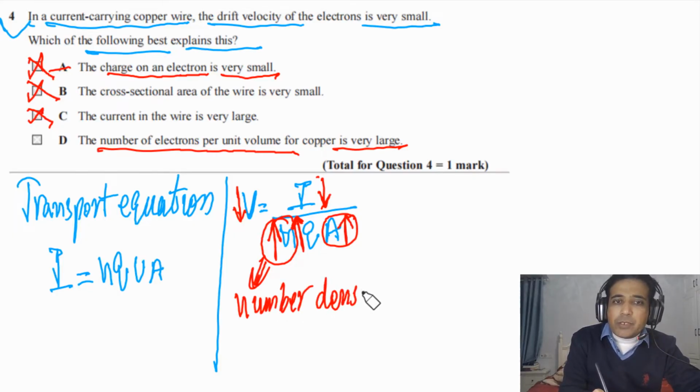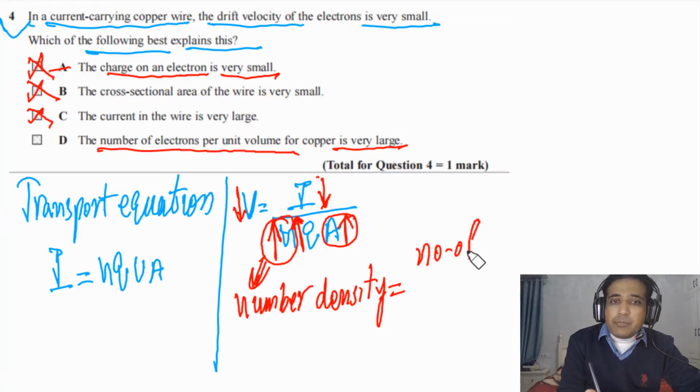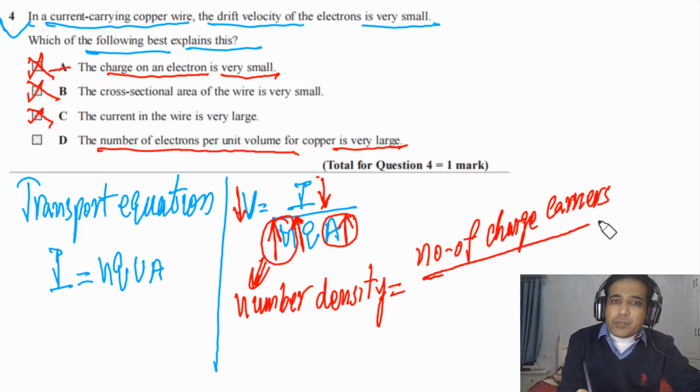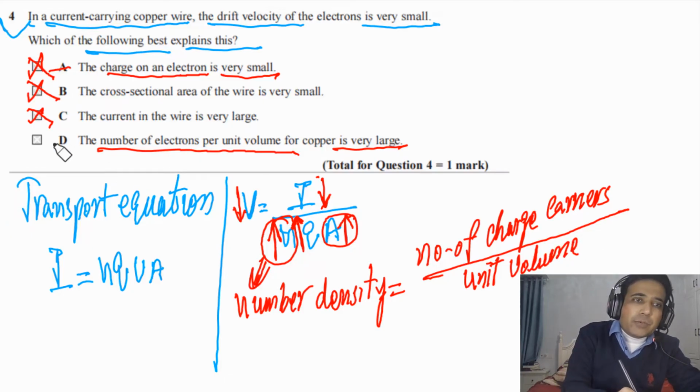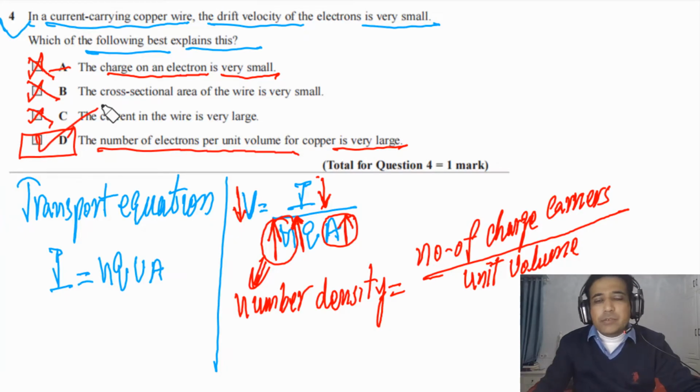You need to understand that n is the number density. These terms are very important, and you need to understand their names. Number density simply is the number of charge carriers per unit volume, that is, the number of free electrons per unit volume. So n is the number density. The answer for this question has to be D. So D is the correct answer.